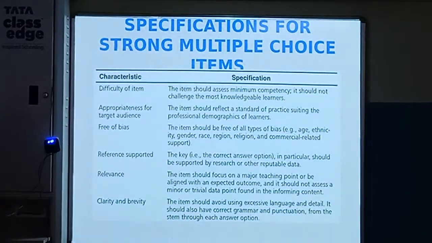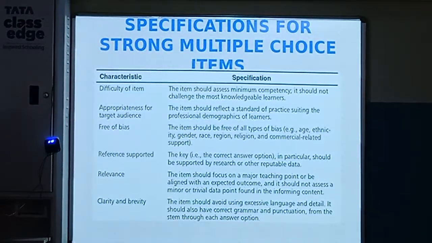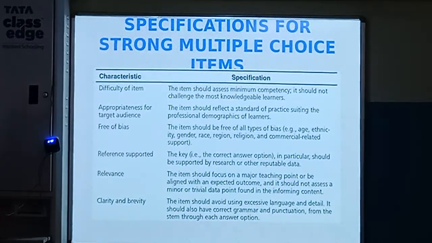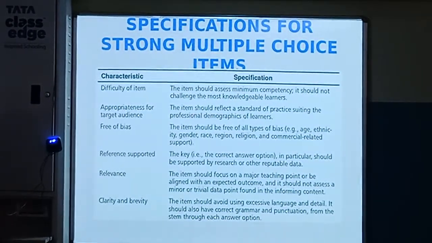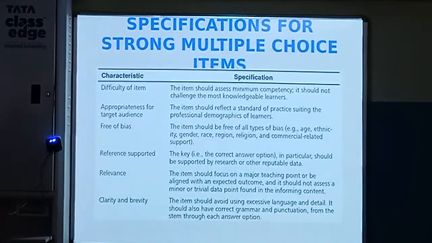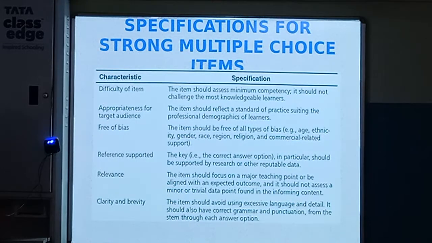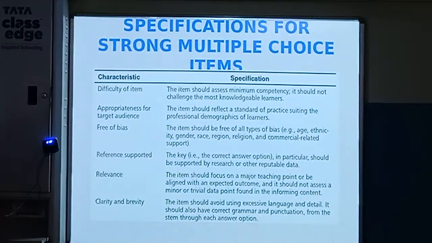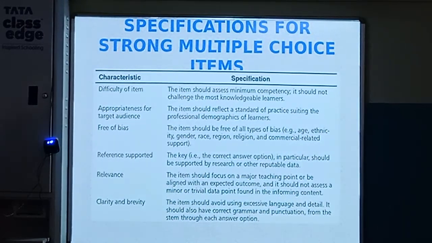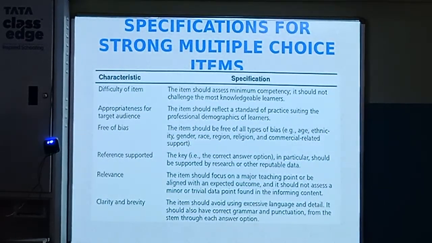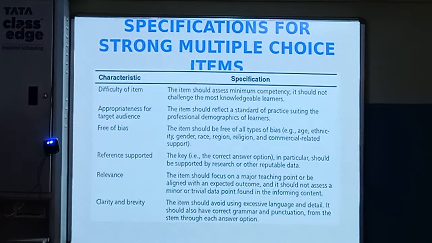Okay, as a student, first we need to think, then we need to frame the questions. Then the target audience: we need to see which group of students or learners we are going to target. Next is being free from biasing. The question paper or the multiple choice questions that we are framing must be free from all types of biasing, that is, region, religion, commercial support, and gender. It should not target any particular gender.